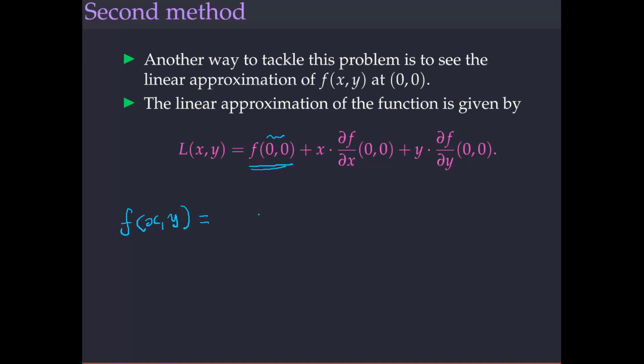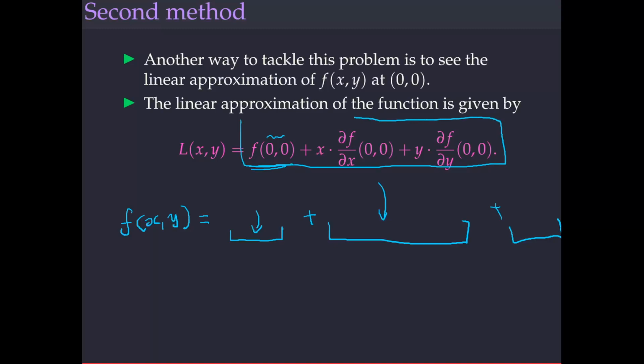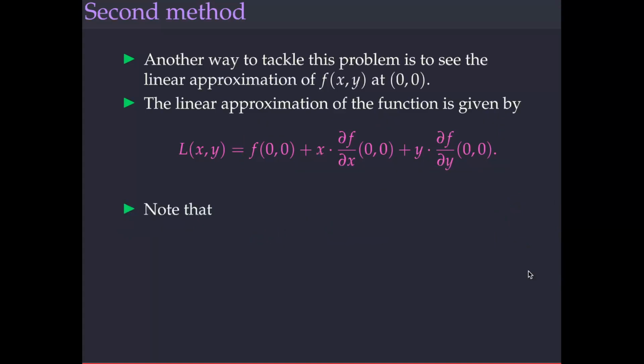Okay, so this is like f(0, 0) plus x times this, okay, and plus the higher order terms. Okay, so the linear approximation is basically this thing. This is the linear approximation, because the other terms are higher degree terms. Okay, so note that. So let's compute what this and this are. So what is del f by del x at (0, 0)?